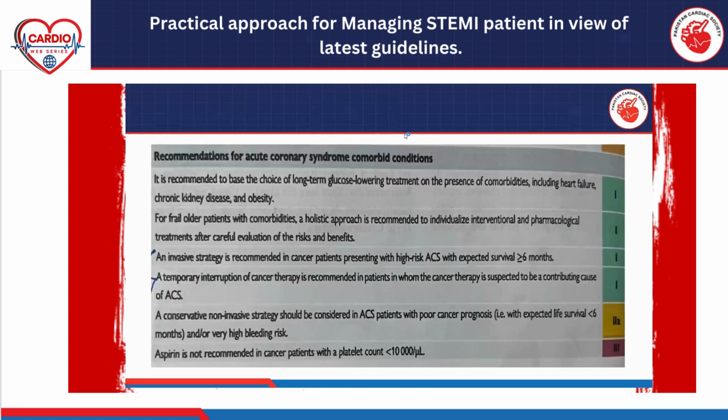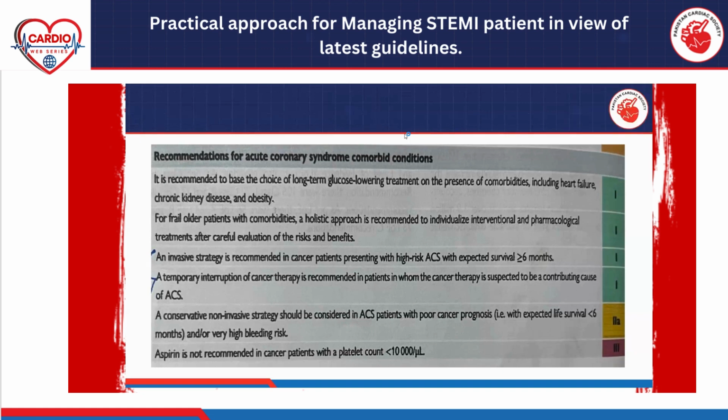So, here are some recommendations for acute coronary syndrome along with comorbid conditions. As we have discussed, the patient is having cancer. So, what do the new guidelines in ESC 2023 say? They say that an invasive strategy is recommended in cancer patients presenting with high-risk ACS with expected survival of more than 6 months. This is a class 1 indication.